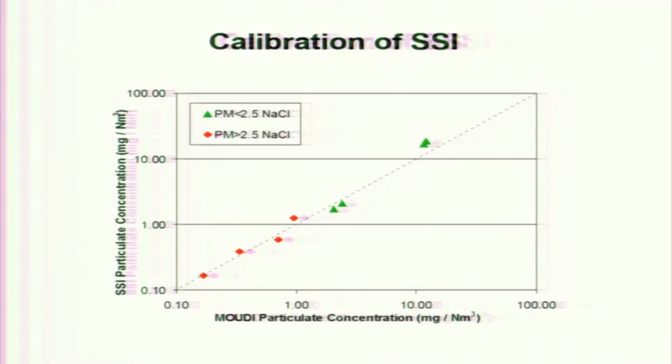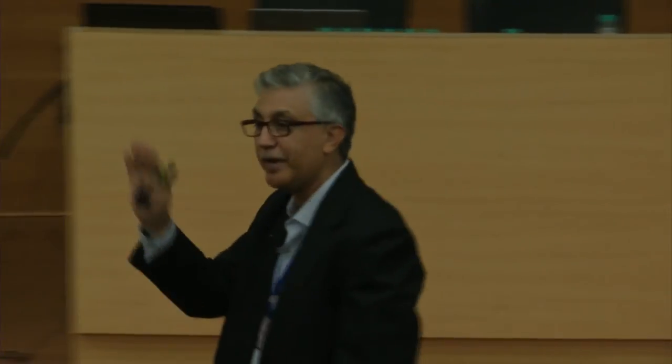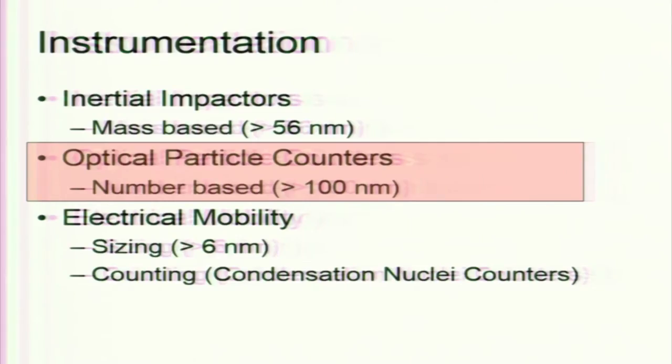But just to be fair, the 8 lakh instrument gives you 10 different sizes, whereas ours, the one we use, only differentiated between PM10 and PM2.5, which is fine for us, right? Which we needed because we need to do some measurements. All right, then optical particle counters.